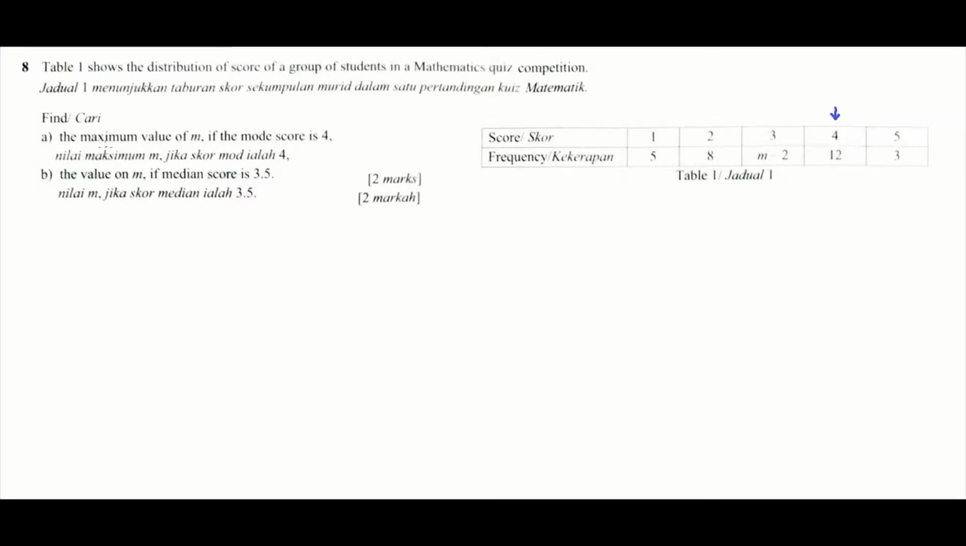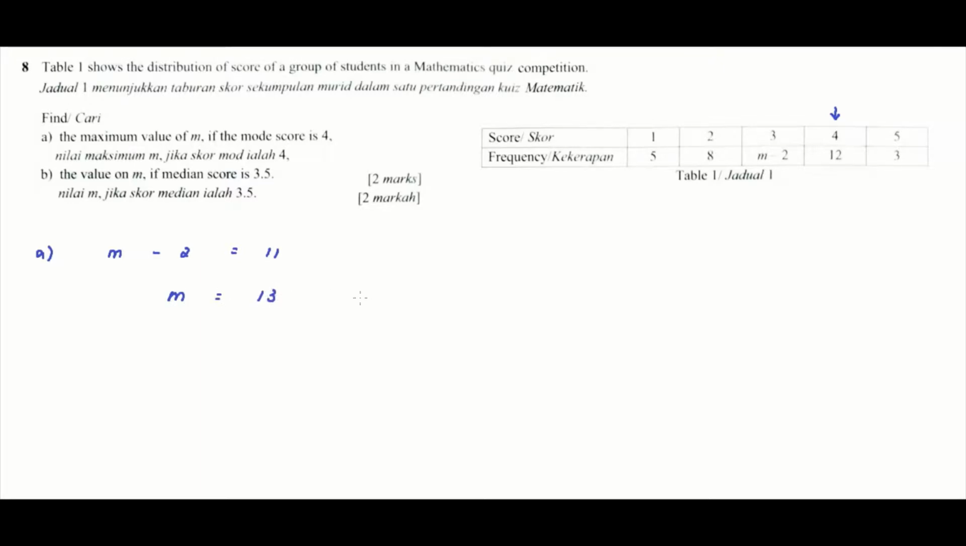So if we want to find the maximum value for M, for the score of 3, the maximum frequency for 3 is going to be 11, right? Because if the frequency is 12, then in this question the mode score will be 3 and 4 already. So if 4 is the only mode score, the maximum frequency for 3 is going to be 11. So M minus 2 will be equal to 11. This is how you get M equal to 13.